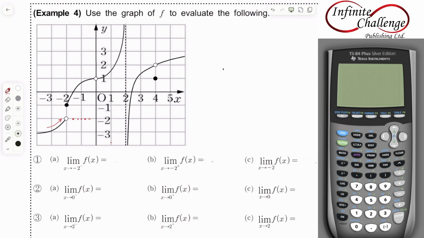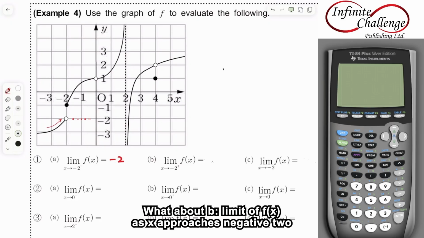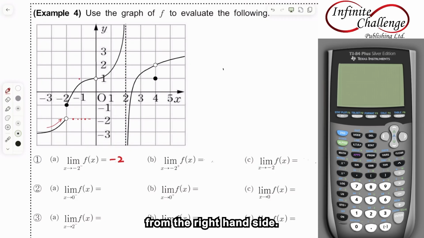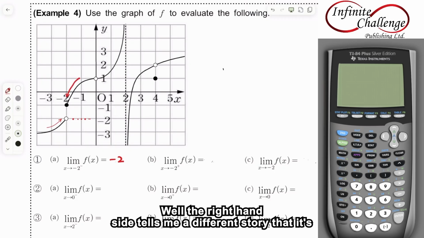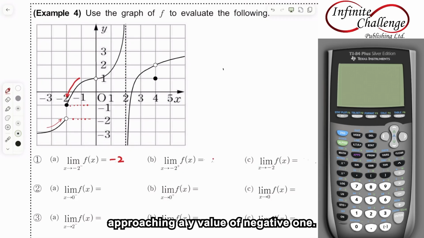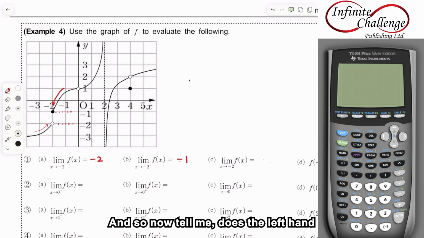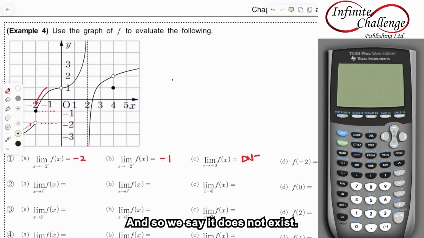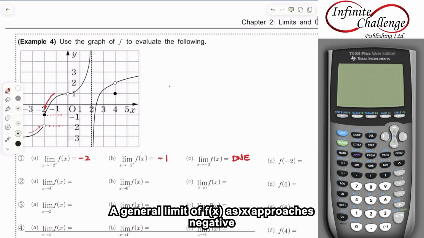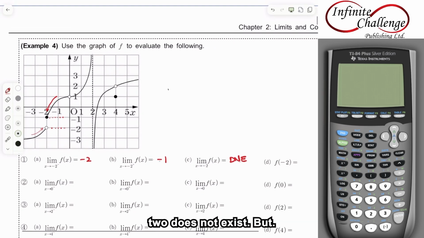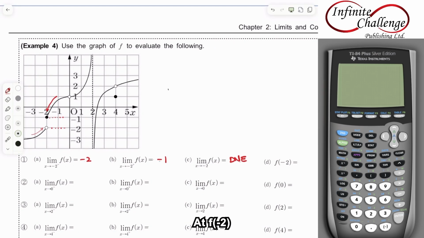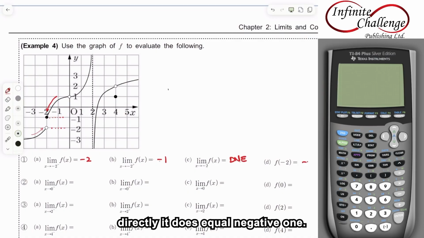approaching -2. What about B, the limit of f of x as x approaches -2 from the right-hand side? Well, the right-hand side tells me a different story, that it's approaching a y value of -1. And so now tell me, do the left-hand limit and the right-hand limit at x equals -2 approach the same y value? No. And so we say it does not exist. The general limit of f of x as x approaches -2 does not exist. But f of -2, directly, does equal -1.